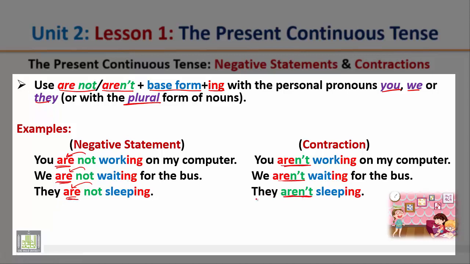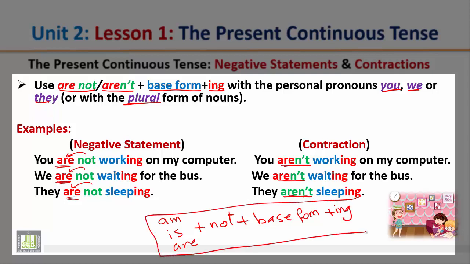So, in the negative form, we use am, or is, or are, plus the word not, plus the base form of the verb, plus the ing. So, this is the negative form in the present continuous tense.